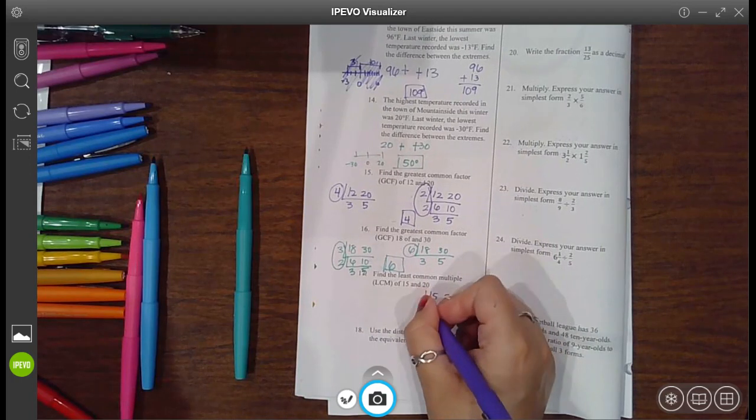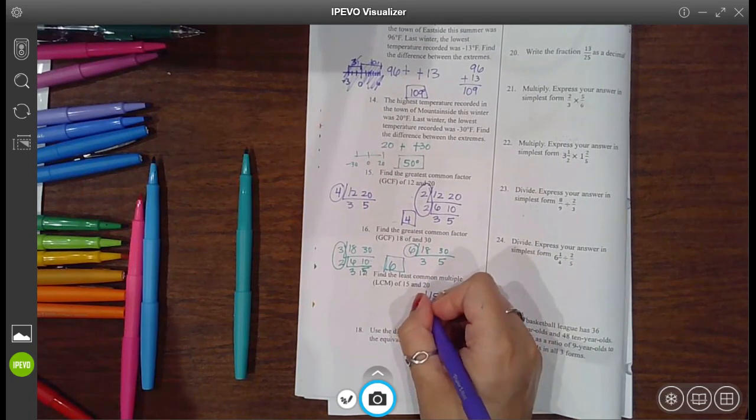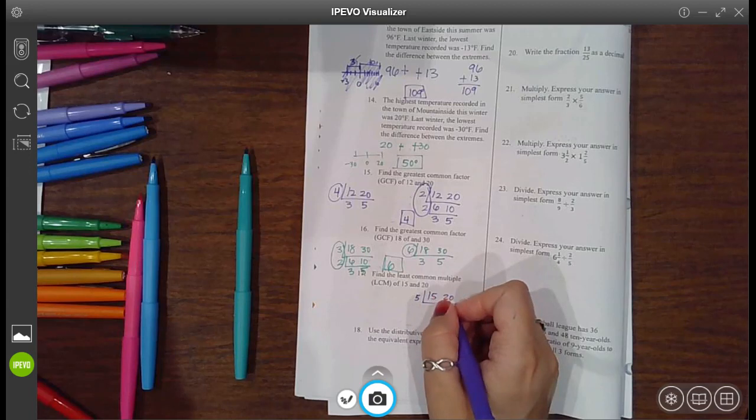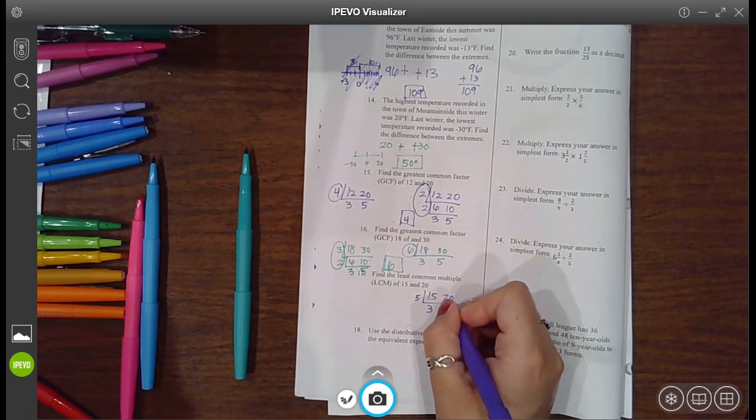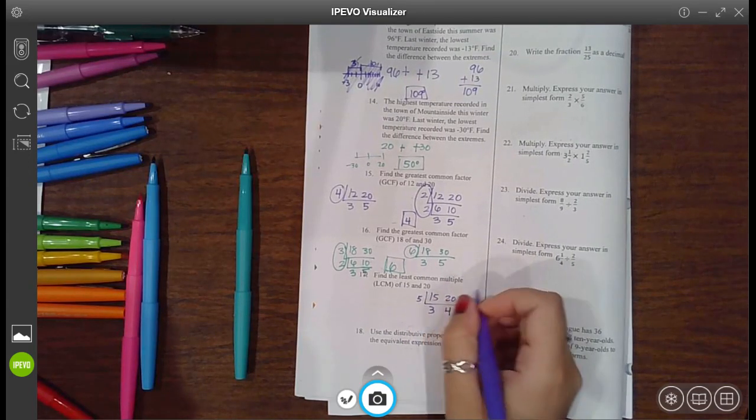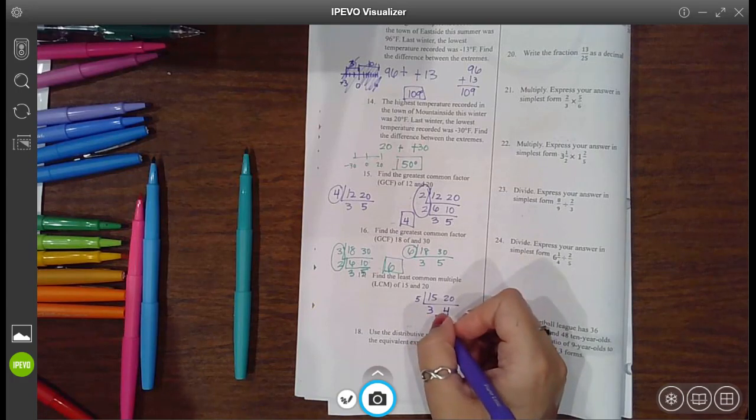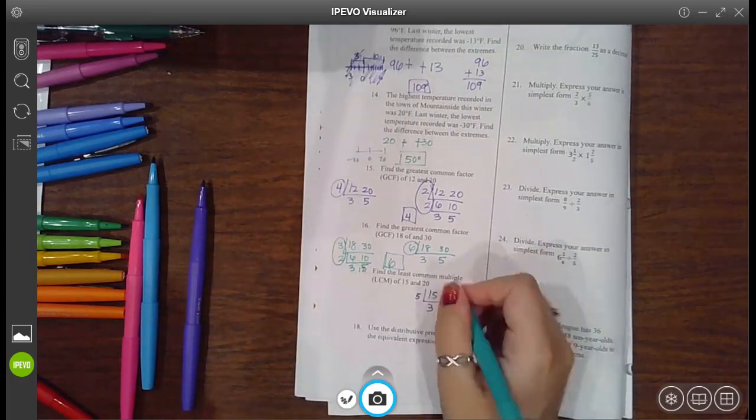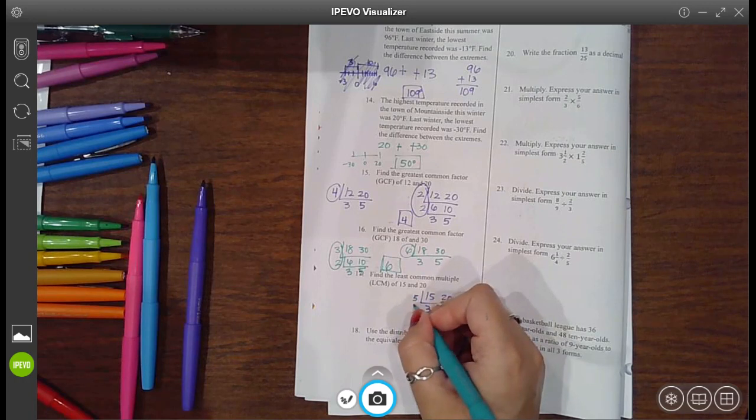Okay, what can go into 15 and 20? 5 can. 5 times what is 15? 3. 5 times what is 20? 4. Can anything go into 3 and 4? No. So then instead of just circling this, that would be the GCF.